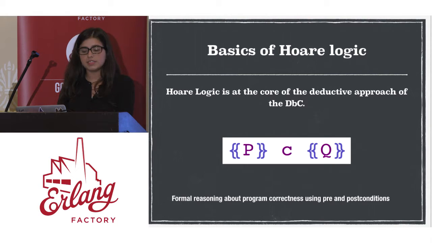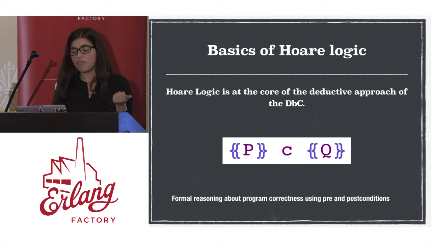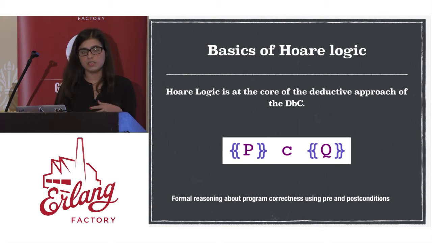So the basics of Hoare logic. It is at the core of the deductive approach of Design by Contract. So the central feature of Hoare logic is the Hoare triple. This triple describes how the execution of a piece of code changes the state of computation.